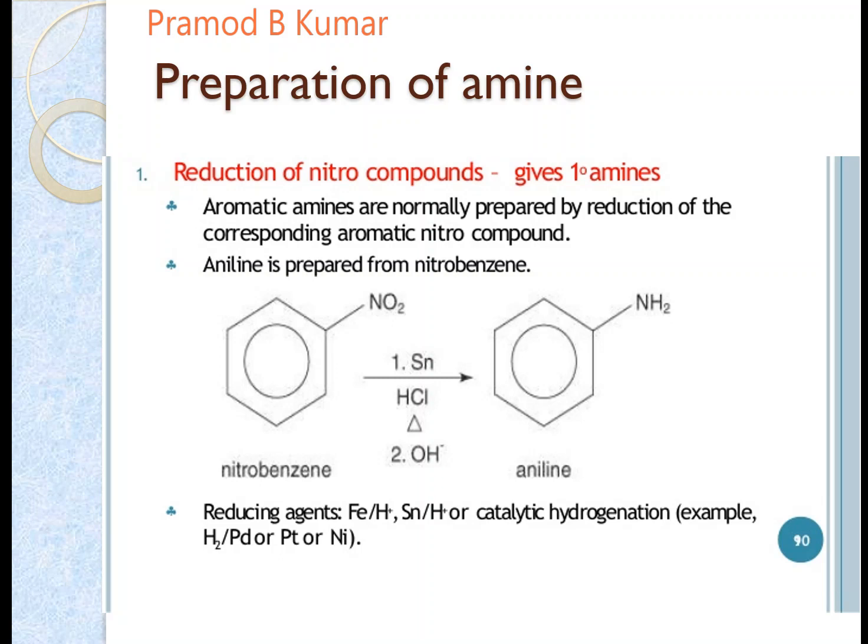aromatic nitro compounds to aromatic amines. Okay, so nitrobenzene, when you treat it with tin and HCl or iron and HCl, or catalytic hydrogenation using palladium on carbon, palladium, platinum and nickel, you get your corresponding aniline. So this is the first method of preparation of your aromatic amine.